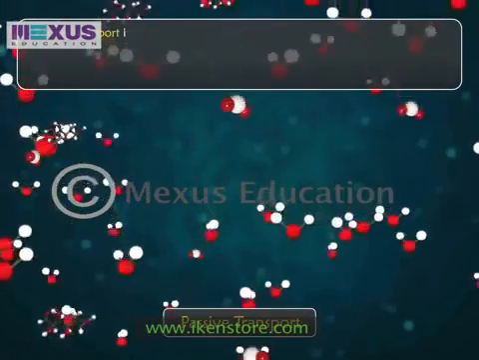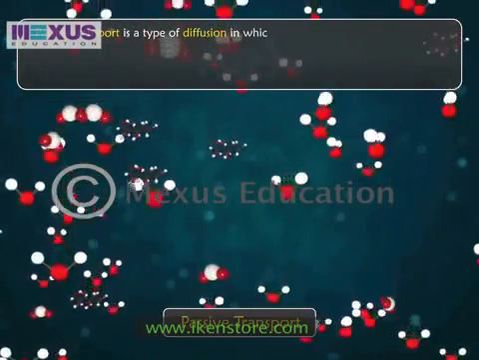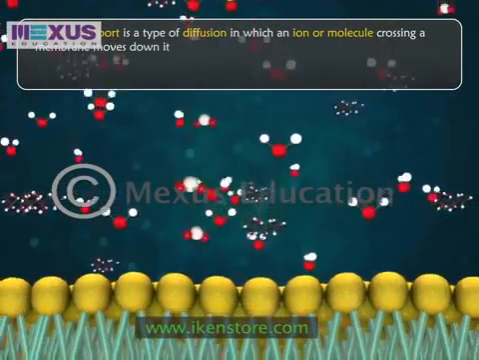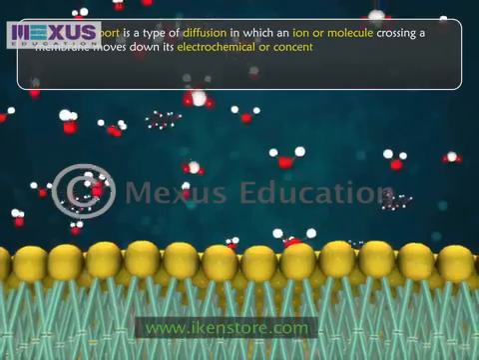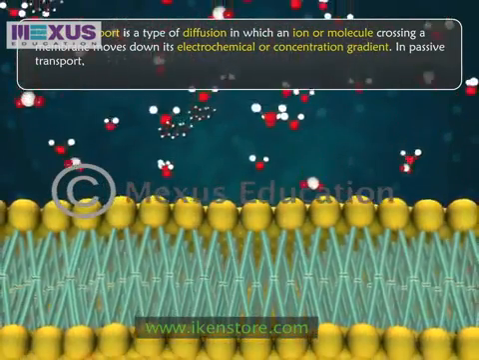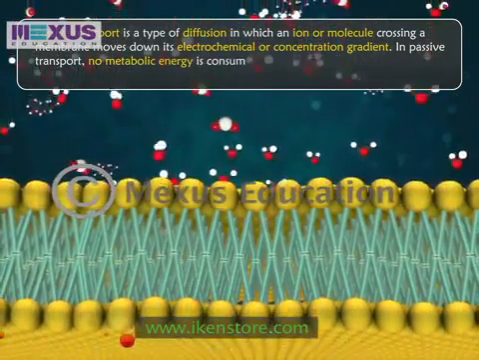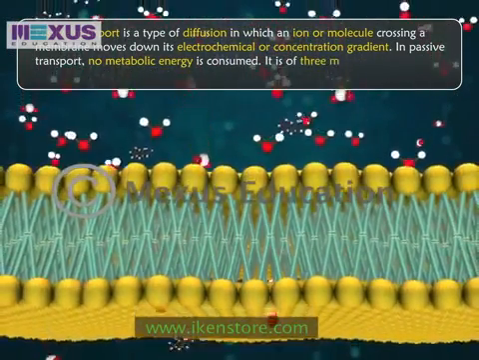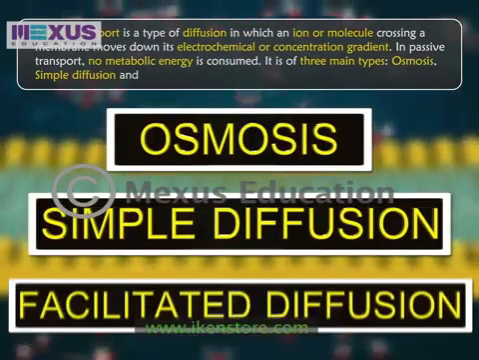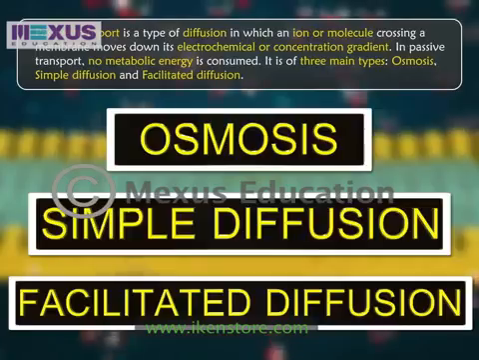Passive transport is the type of diffusion in which an ion or a molecule crossing a membrane moves down its electrochemical or concentration gradient. In passive transport, no metabolic energy is consumed. It is of three main types: osmosis, simple diffusion, and facilitated diffusion.